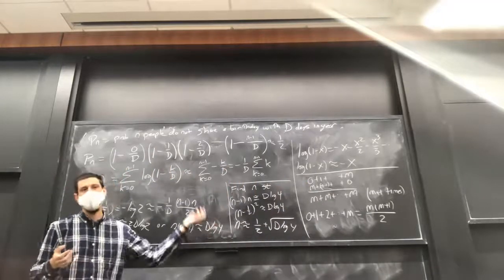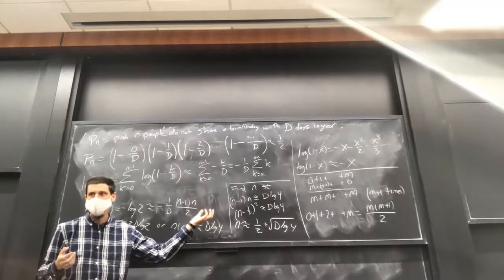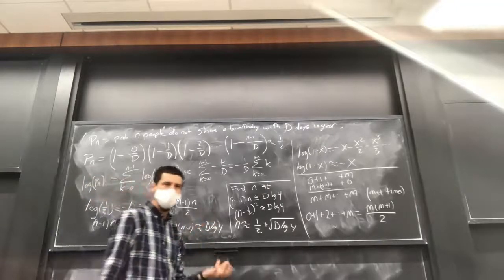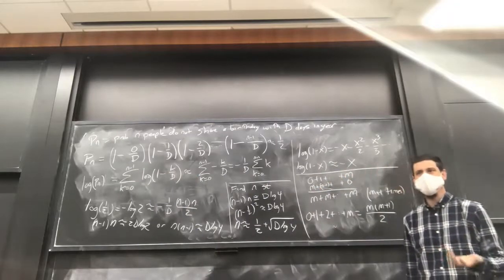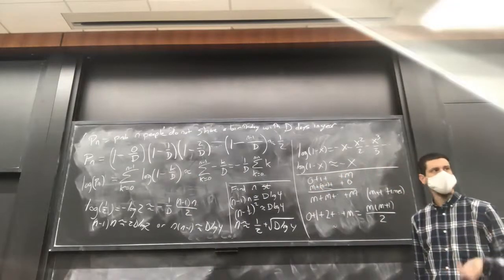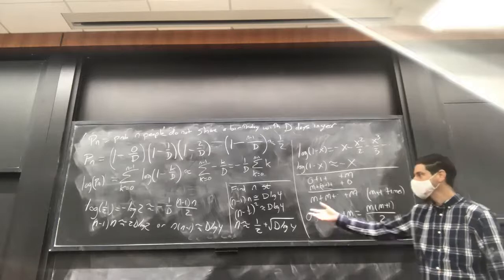Given that we're trying to find a value of n that's an integer, I'm not really too concerned about errors that are by, you know, six thousandths, very small. And it made the math a lot easier.